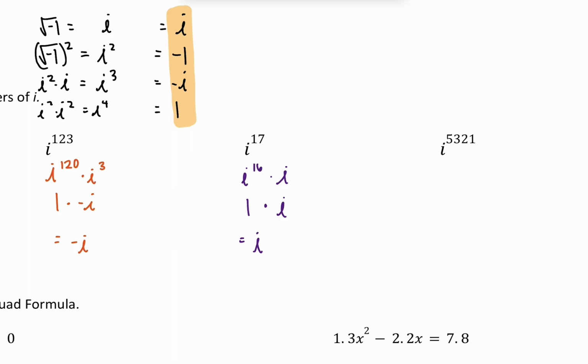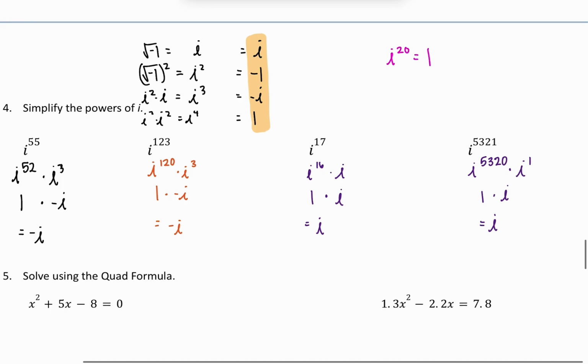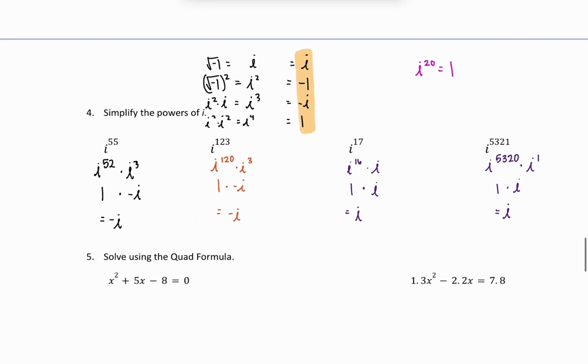And then just use your calculator to find the highest multiple of 4 that goes into 5,321, and that is going to be i to the 5,320. So you will have 1 remaining, which is just i. If you do get something like i to the 20th, i to the 20th is already a multiple of 4, so that is equal to 1. Just to clarify that. And that is where I'm going to stop.